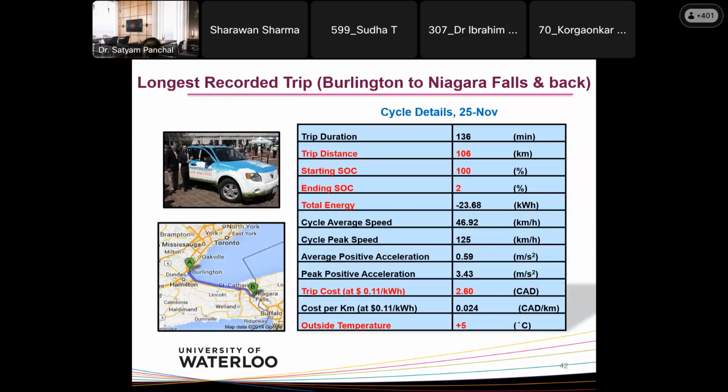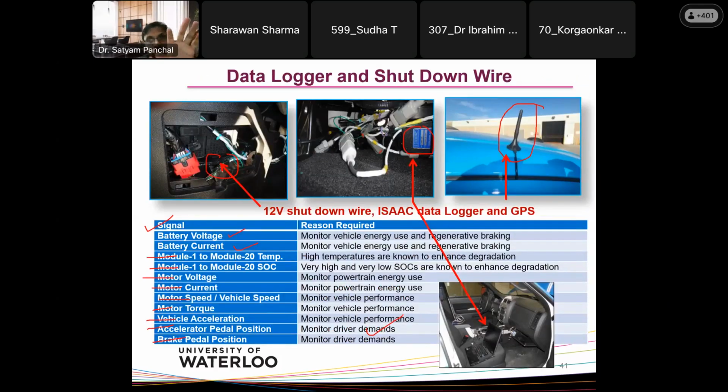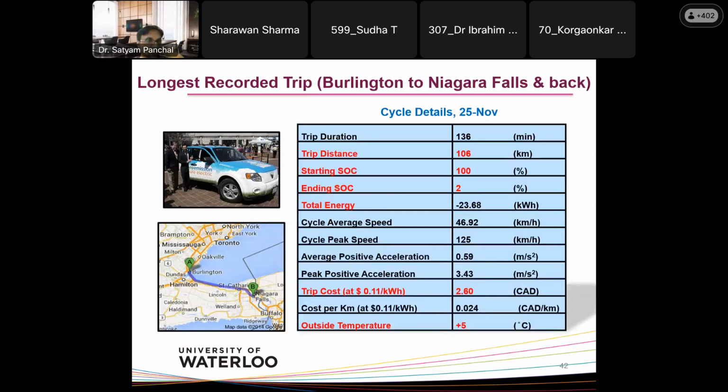After installing the data logger in this electric vehicle, we drove the vehicle from Toronto, almost all the way to Burlington, all the way to Niagara Falls. The vehicle was driven from Toronto to Niagara Falls on the highway called QEW, the Queen Elizabeth Way. That is one of the busiest highways in Canada, connecting Toronto to Buffalo, New York State. We drove the vehicle including city driving, stop and go at intersections, and then highway driving also.